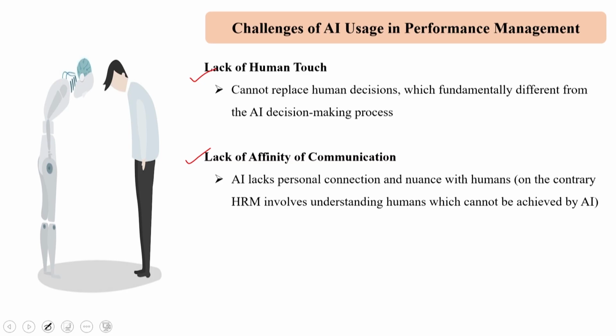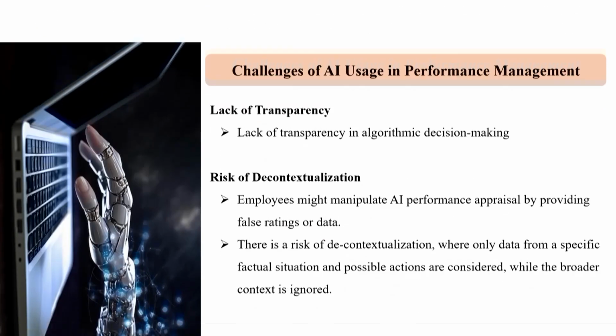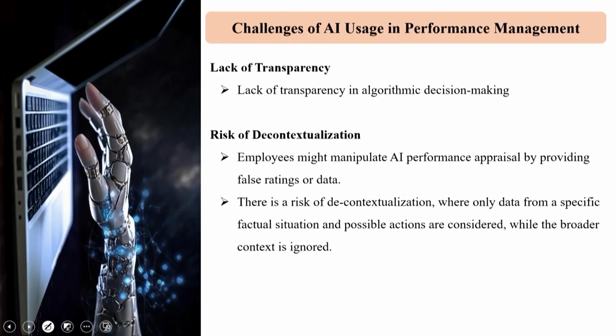So AI at its core, HRM involves understanding and respecting human resources, an aspect that AI cannot replace in enhancing HRM practices. When you look into the other challenges of AI usage in performance management, you have to also understand that there is a possibility of lack of transparency. How is there a possibility of lack of transparency?